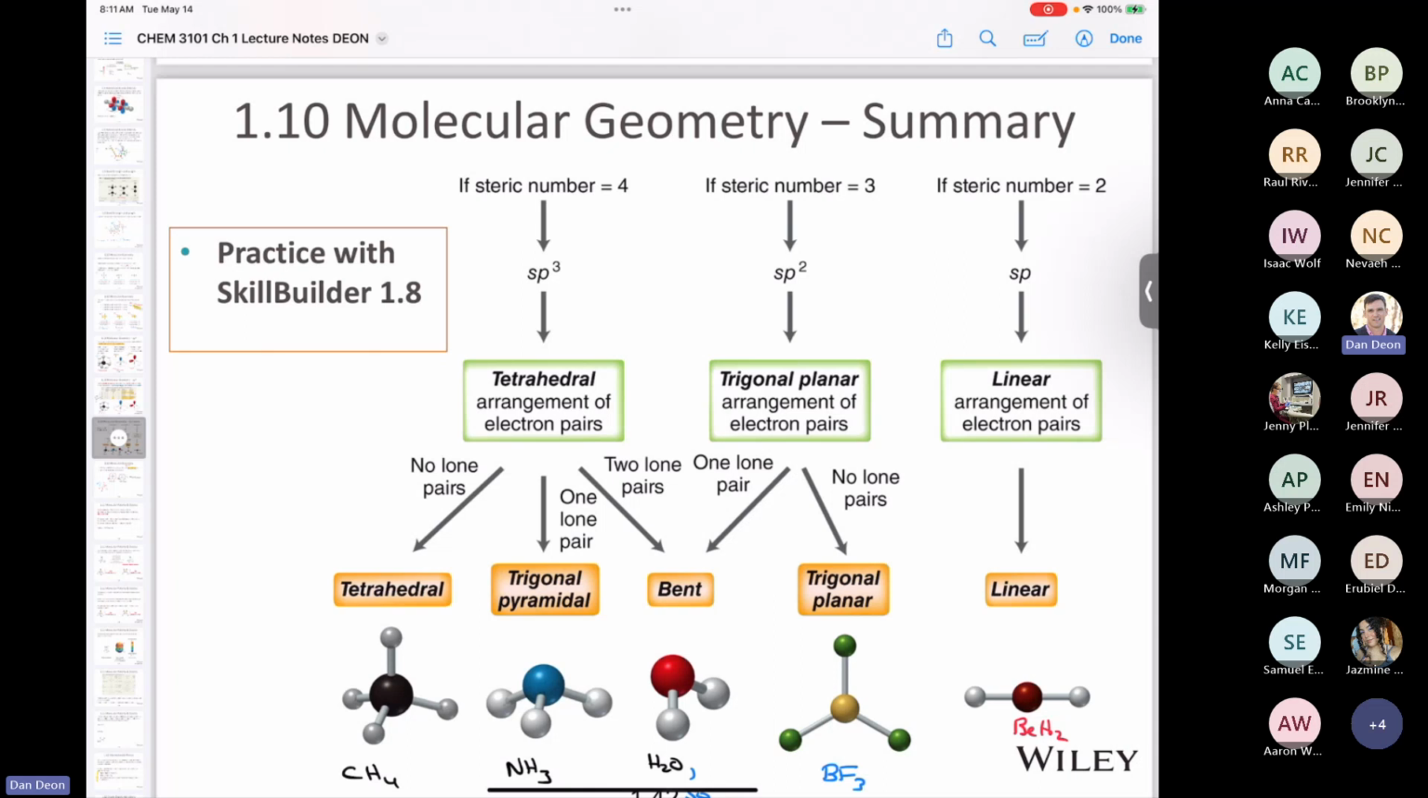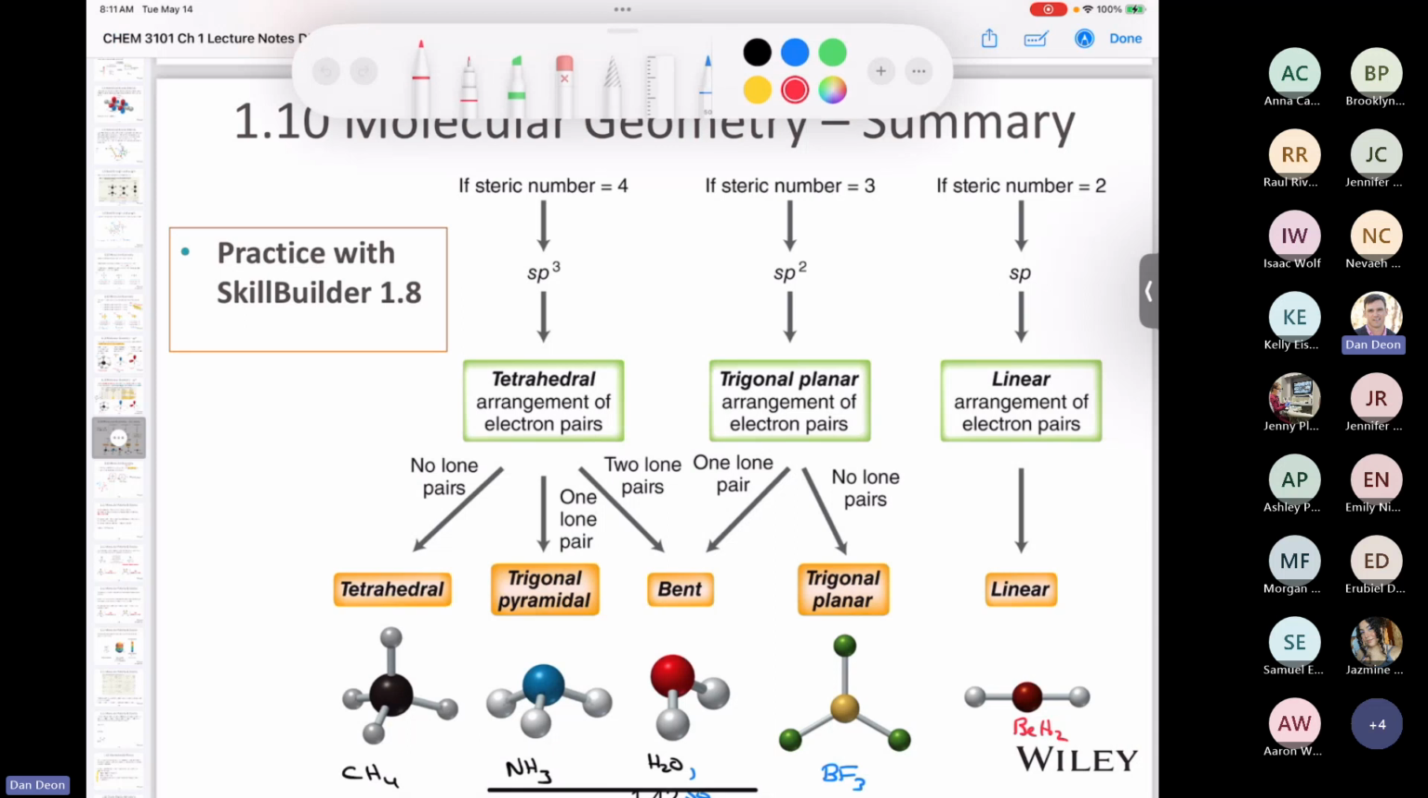And I know that in general chemistry, you covered all kinds of molecular geometries like octahedral and square planar and square pyramidal and trigonal bipyramidal and seesaw. Okay, none of those geometries come up in organic chemistry at all. The only molecular geometries that you are going to need for organic chemistry are the ones that are shown right here. So you need to know the tetrahedron, trigonal pyramidal, bent, trigonal planar, and linear. Those are the ones you need to know for this class.